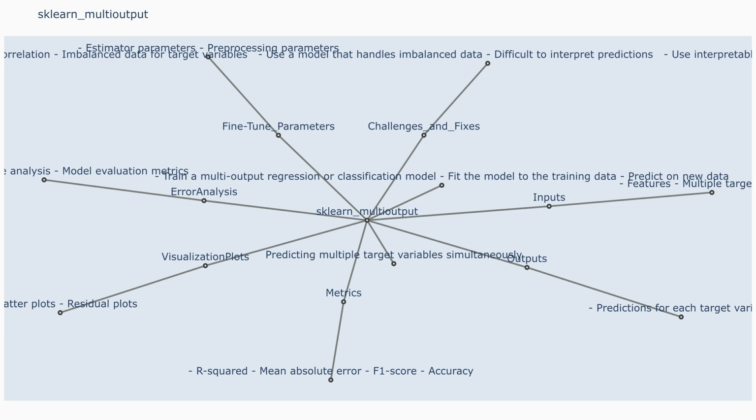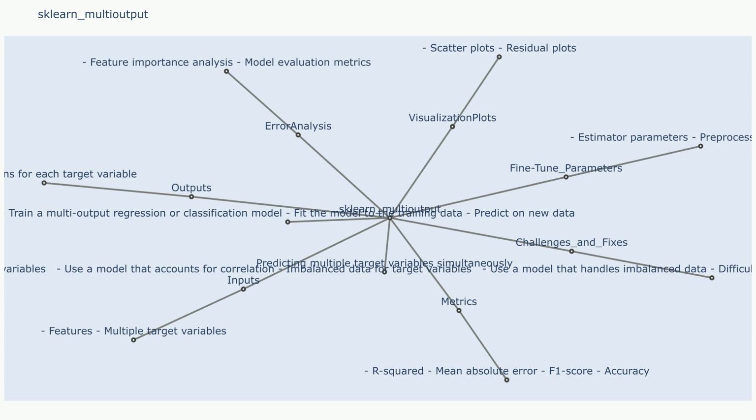sklearn multi-output. Description: explain in detail. Multi-output regression is a type of supervised learning where a model learns to predict multiple target variables simultaneously. It's used when you have multiple correlated outputs that need to be predicted based on a set of input features.